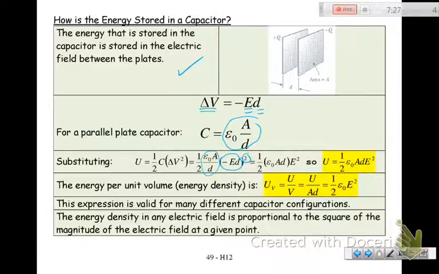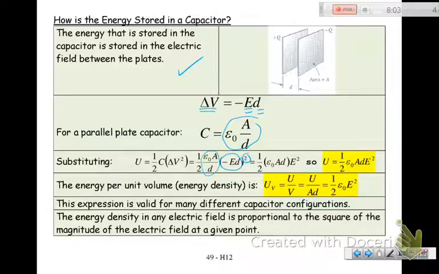So if you square a negative, what happens? Yeah. So then we get... I see, okay. A good question. I got asked in the last class, and I was like, don't worry about it. But it actually goes away because it's squared. So then we just cancel what we can cancel. And we say, well, okay, we have 1/2 epsilon naught A. D squared over D becomes D E squared.